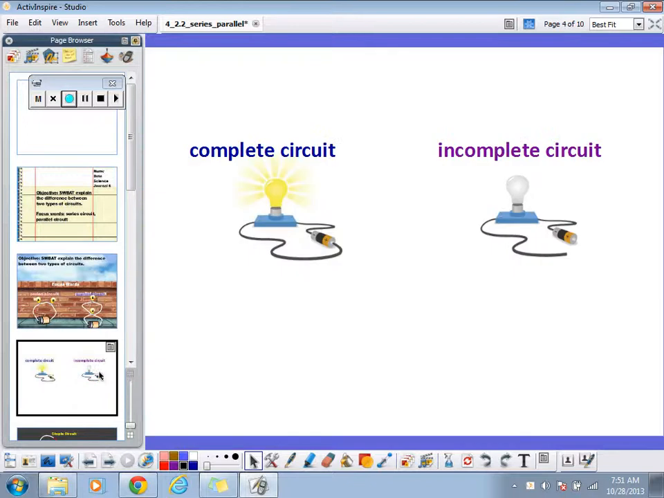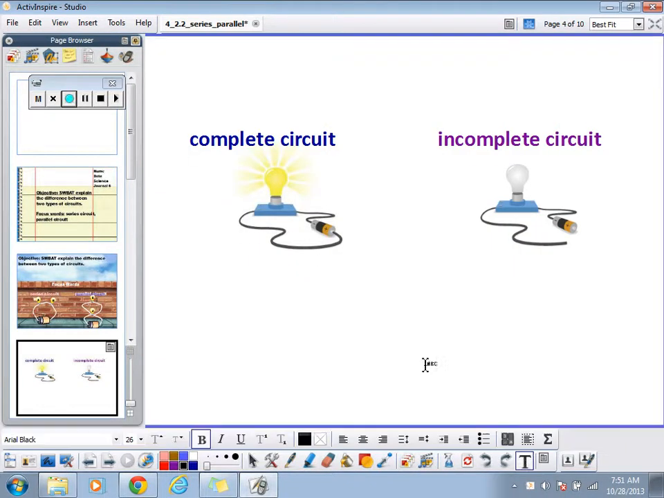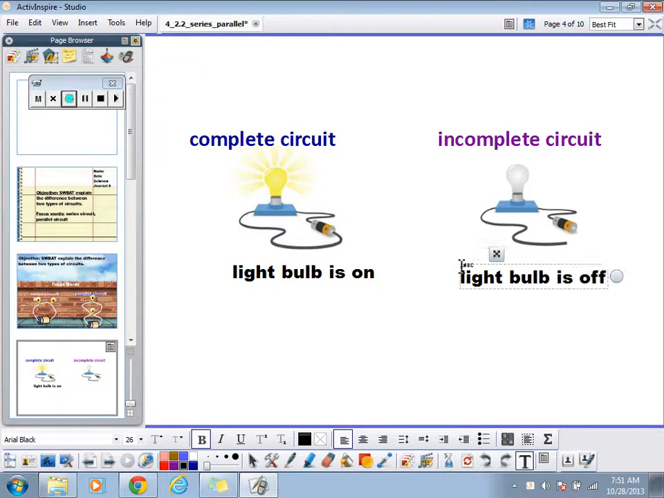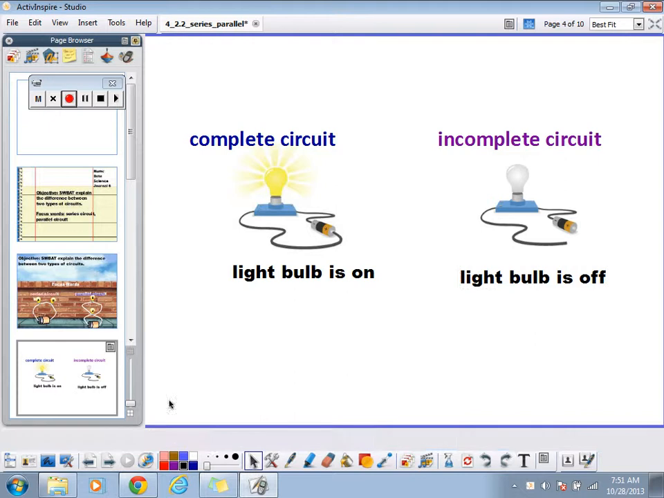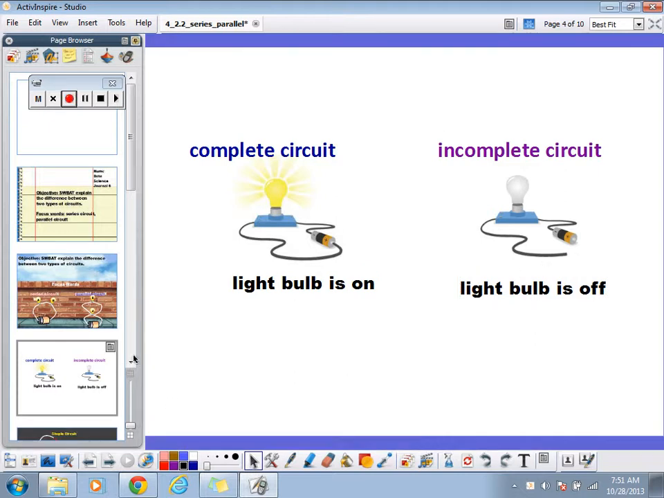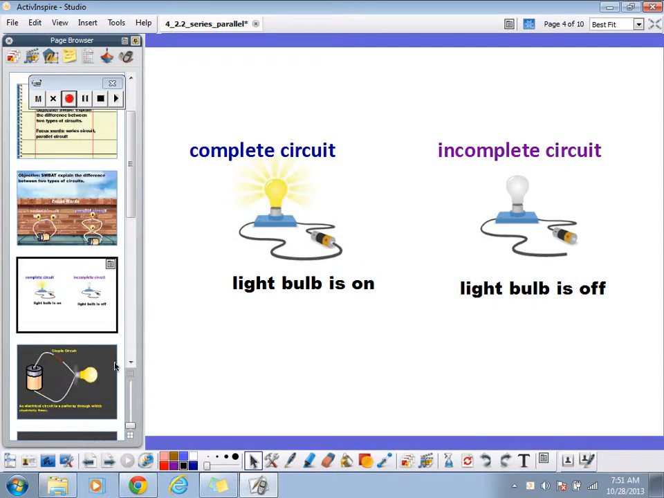So let's quickly review from last week. We learned about complete circuits and incomplete circuits, and it should not be a surprise that on the complete circuit the light bulb is on, but on the incomplete circuit the light bulb is off. And remember, that is because if the circuit is incomplete, the electric current cannot flow.